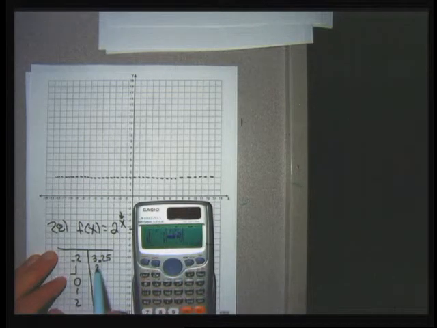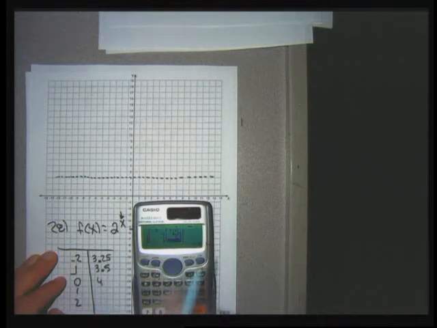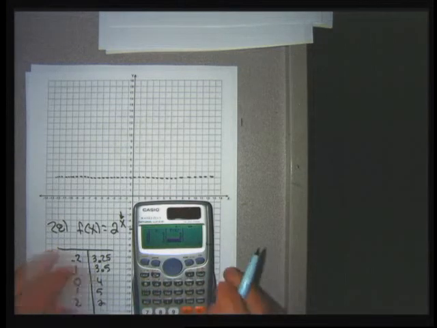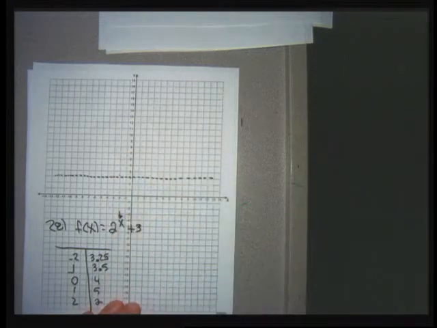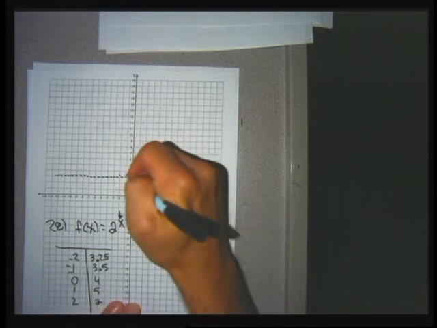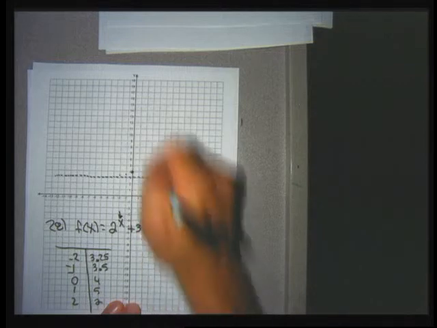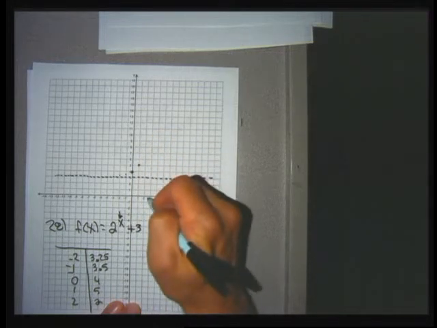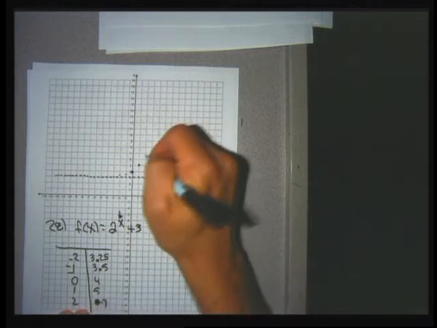Second point, -1 and 3.5. Third point, 0 and 4. Fourth point, 1 and 5. Last point, 2 and 7. So -2 and 3.25. 3.25 is just going to be above that dashed line that I drew. -1 and 3.5 is a little bit higher than that. 0 and 4. 1 and 5. And 2, and I'm supposed to write 7, but apparently can't copy.